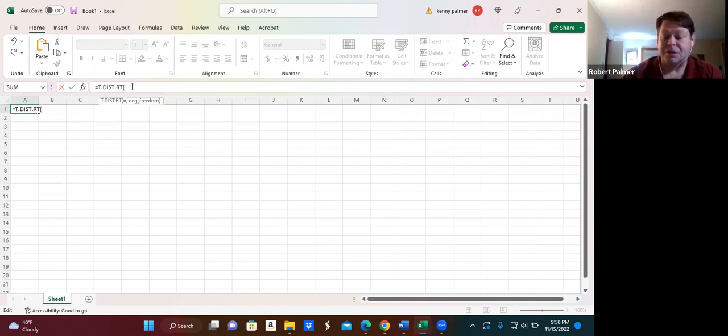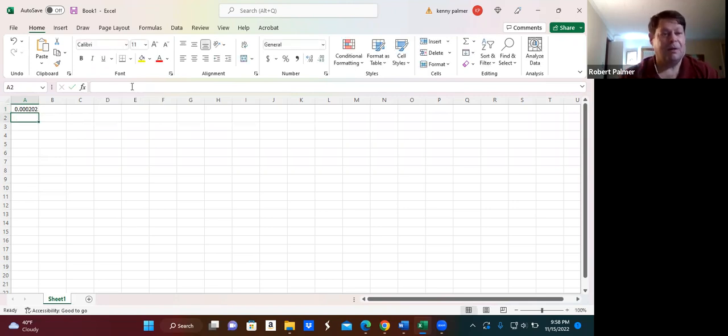So our X, our t statistic, was 3.87. And our degrees of freedom was 39. It's sample size 40 minus 1. Hit enter. And you see, yeah, we get the same thing. 0.0002, it just makes it a couple more digits.